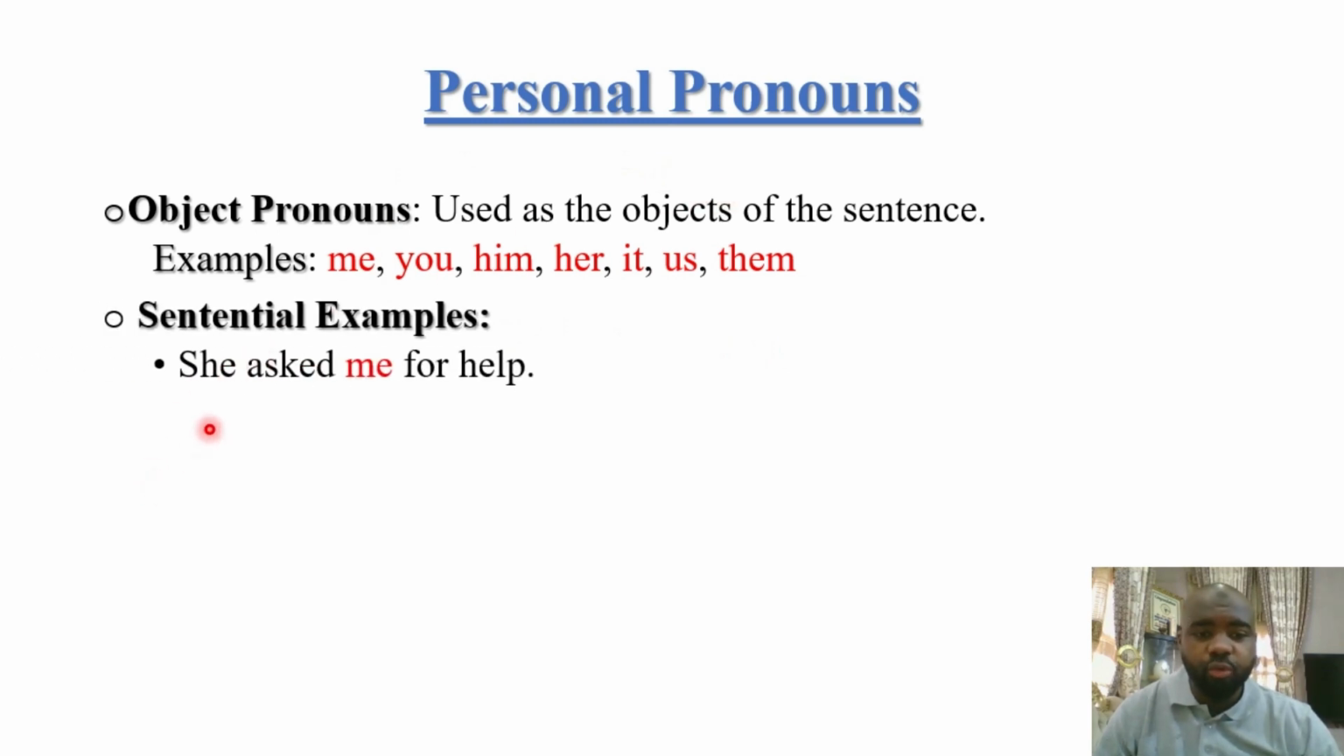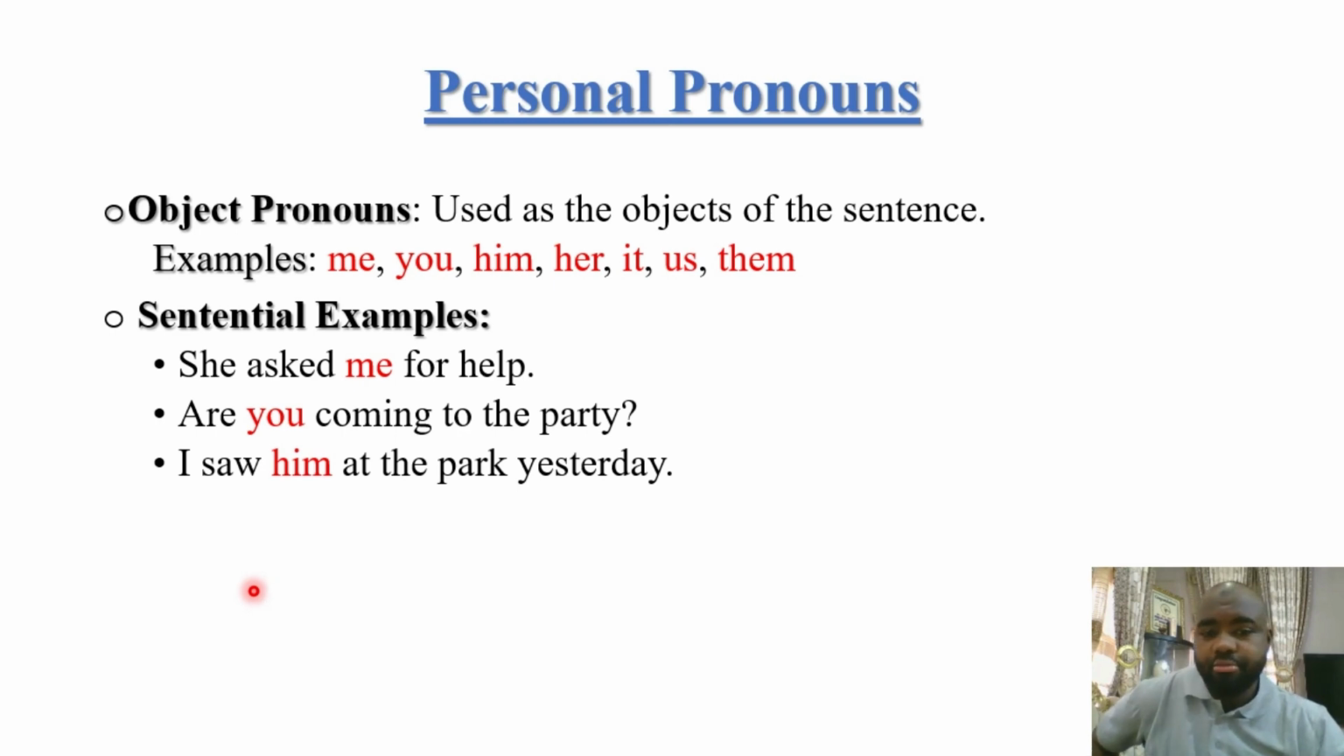For example, she asked me for help. This me here comes in the middle, right? It comes after the verb. That's why it's also in the object position. It comes after the verb asked. So, she asked me for help. Are you coming to the party? This also, because it's not at the beginning, is in the object position, the middle of a statement, right?